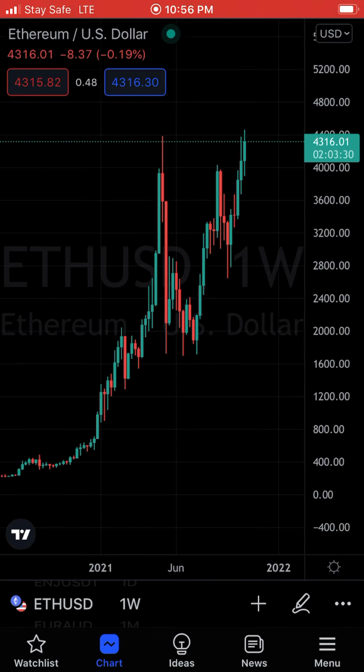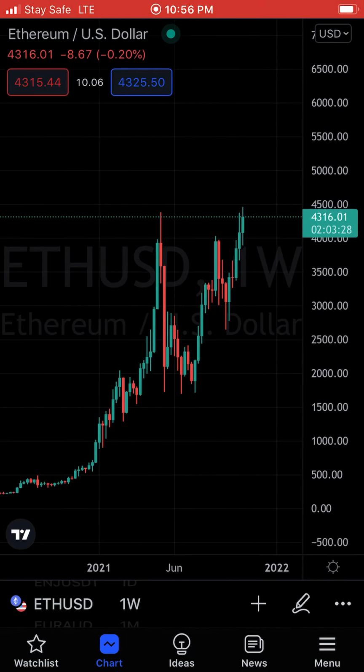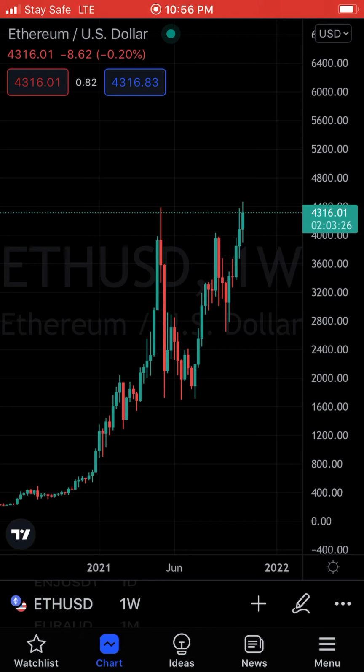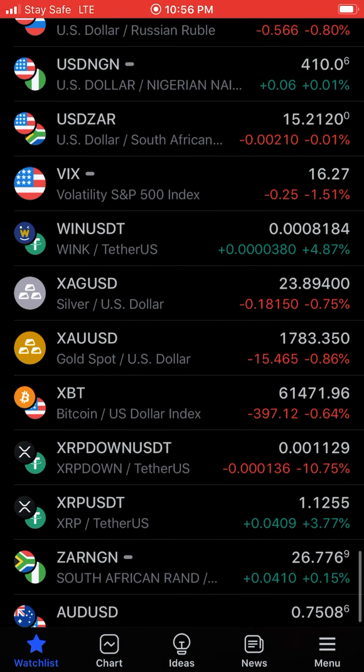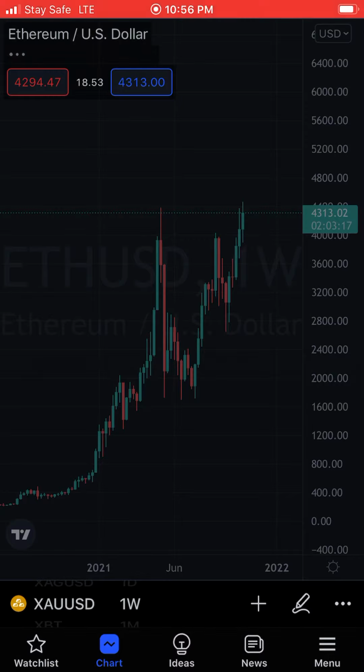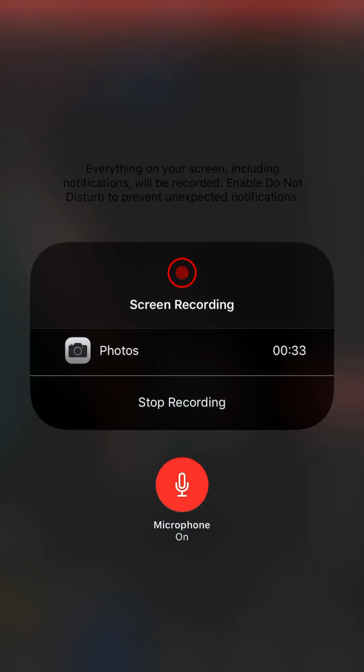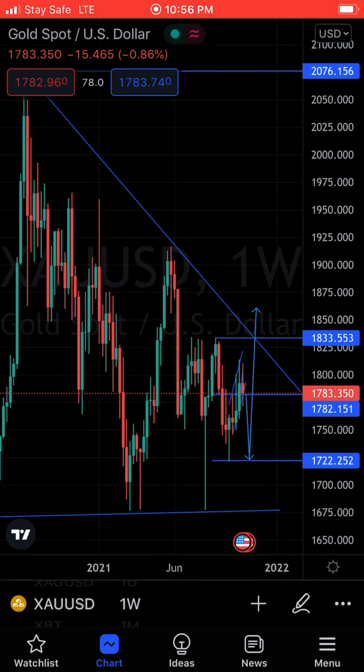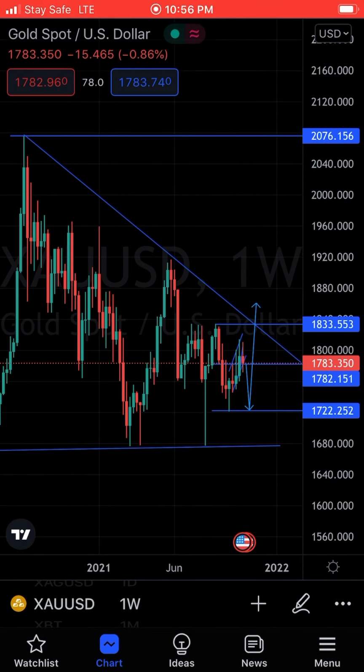So on today's video, I'm gonna be analyzing GBPUSD, XAUUSD, and CADCHF. So I'm gonna start with XAUUSD. So on XAUUSD, which is gold, what am I seeing here?